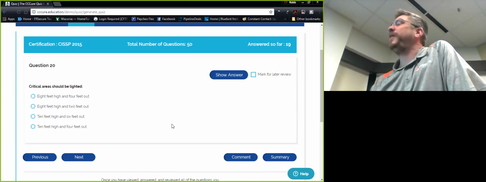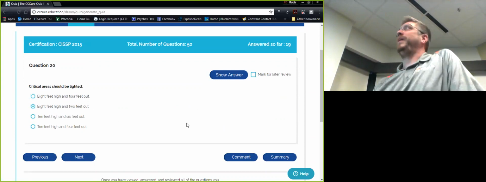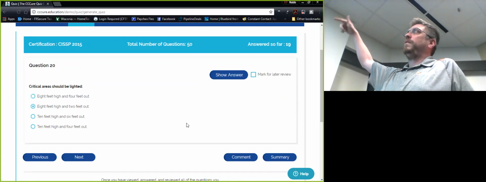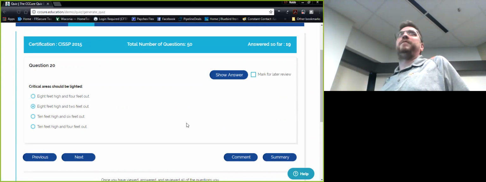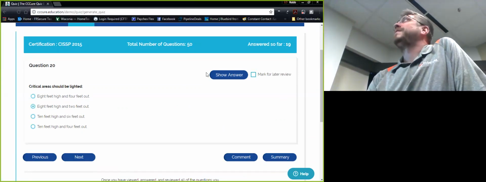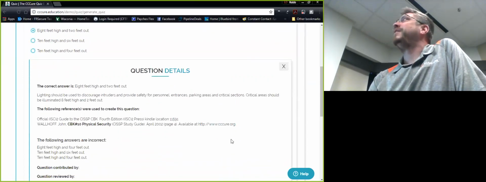Is it 2 feet? I'll go with 2 feet. The radius? Yeah, 2 feet's not very far. Yeah, 2 feet's pretty narrow, especially when you're talking 8 feet high. Oh, it is 8 feet and 2 feet. Wow. There you go.